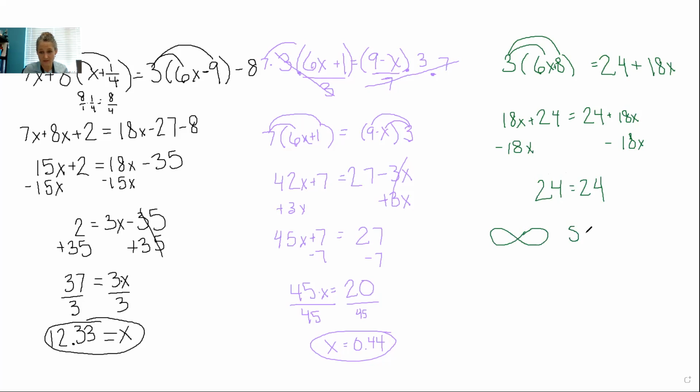Are some of these going to have infinitely many solutions? Yes. Are some of them going to have no solutions? Yes. It's kind of life sometimes. So this one has infinitely many solutions. Let's go ahead and hop over.